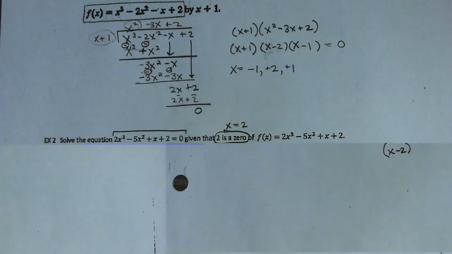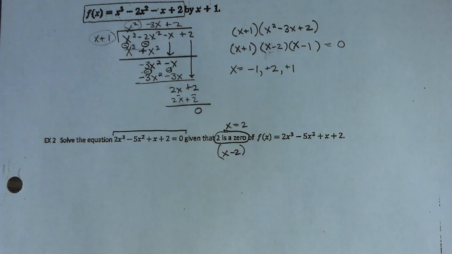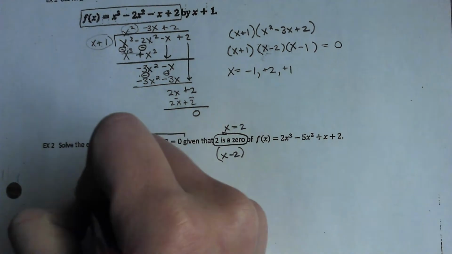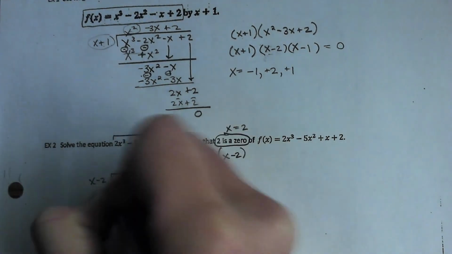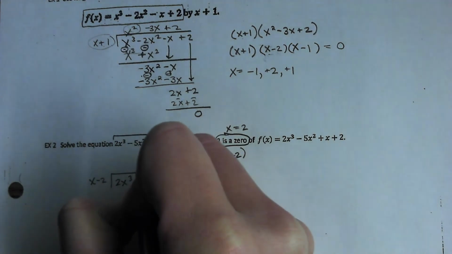So given that that's a 0, we know that that should divide out evenly. And we'll use that as our kickstarter for this factoring process. So we'll long divide out x minus 2. Everyone go ahead and do that on your own.